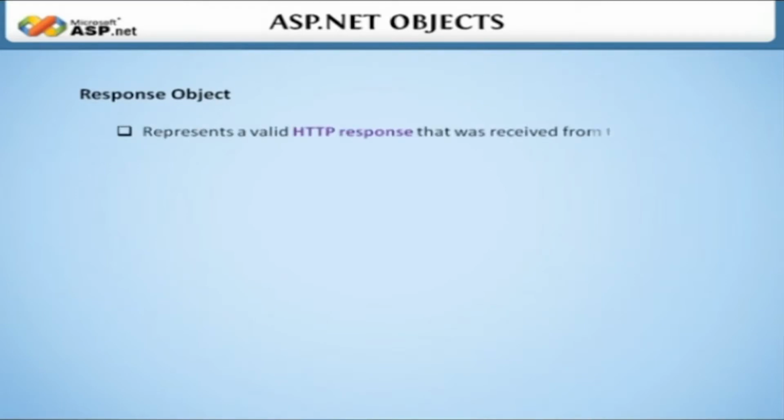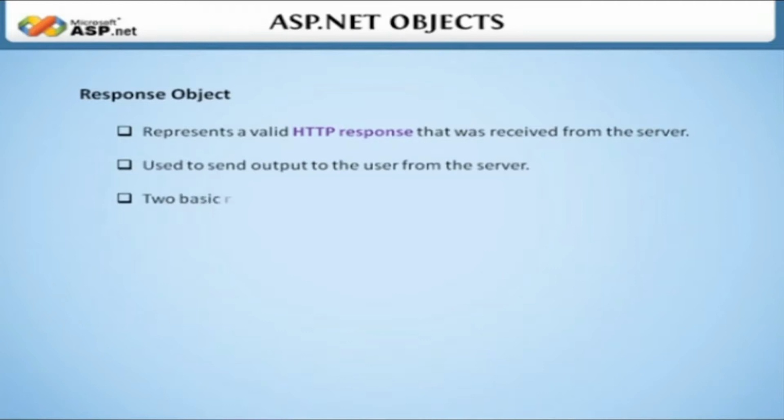The Response Object represents a valid HTTP response that was received from the server. It means that the response object is used to send output to the user from the server. There are two basic methods used to perform page navigation using response object, and those are response.redirect and response.write.